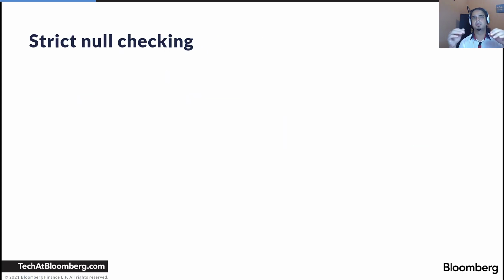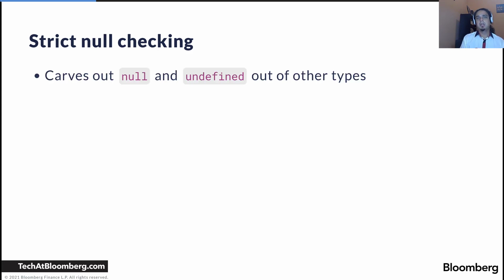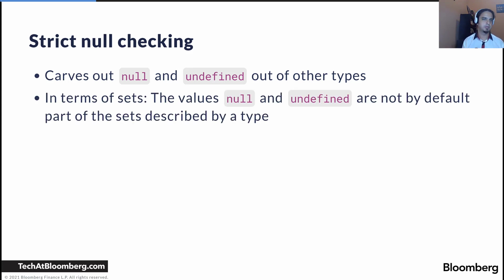Now, I want to talk a little bit about strict null checking, which is something that everybody might be familiar with already, but let's look at it with our new understanding of types. Namely, what does strict null checking do? What does this flag do in TypeScript? Well, what it does is really simple actually. It just carves null and undefined out of other types. So in terms of sets, the values null and undefined are not part of the sets described by a type anymore.